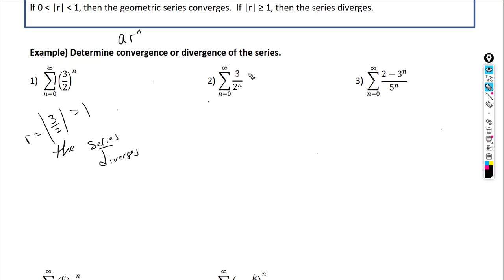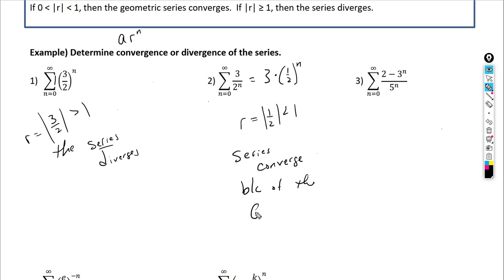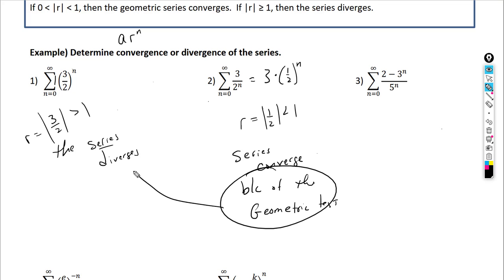This one here, I can rewrite as 3 times 1/2 to the n power. It looks a little different, but it's the same thing. The r is equal to 1/2, and the absolute value of that is less than 1 and greater than 0, obviously. And so this series is going to converge, based on the geometric series test. I should have probably written that there as well.